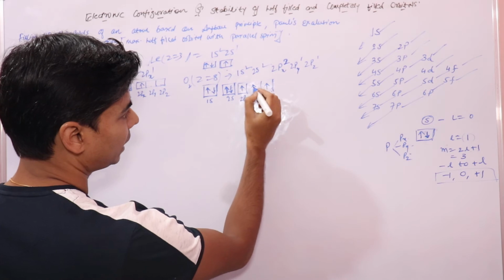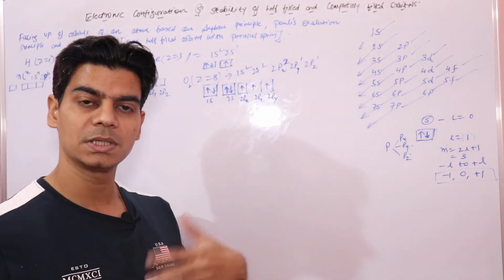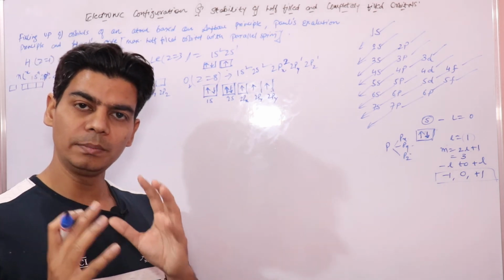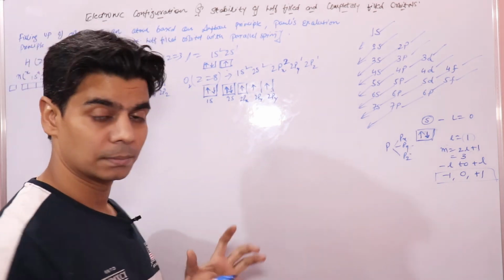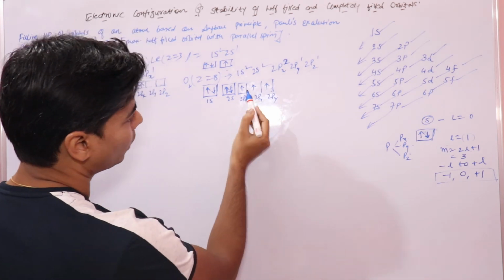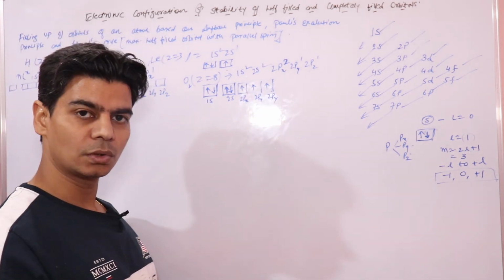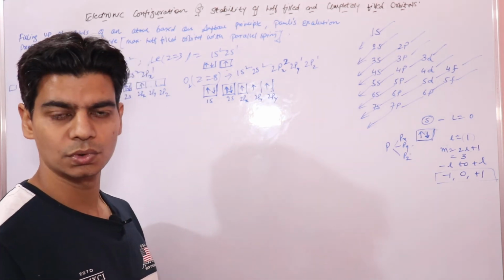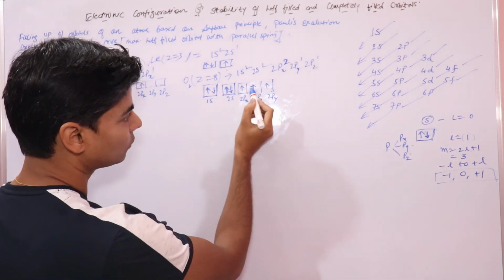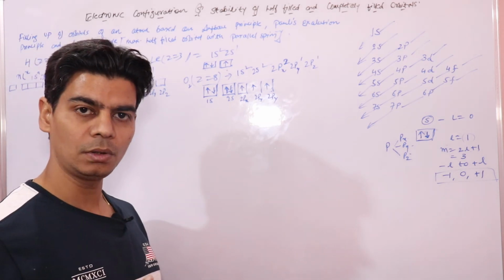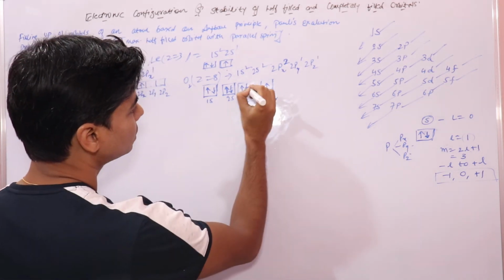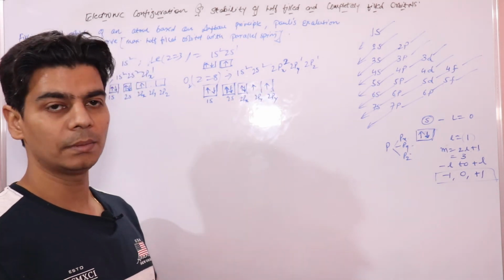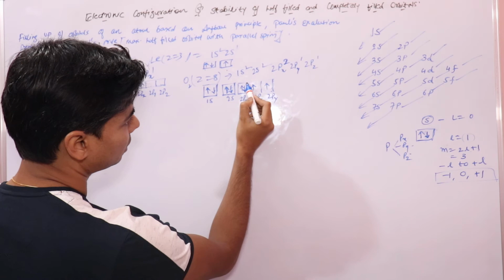They have parallel spins. Same direction means parallel spins, because parallel spins will contribute minimum electronic repulsion. Once all these orbitals have one electron each, then I will start pairing up. This is what Hund's rule says: first, each of the orbitals should be half filled, then start pairing up electrons. And I started pairing up.